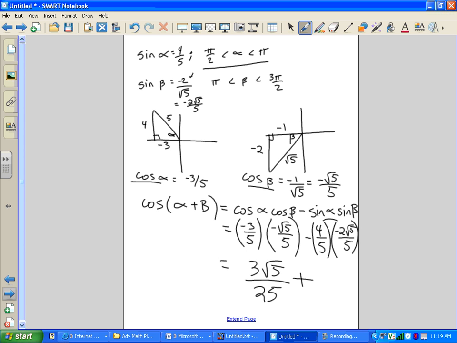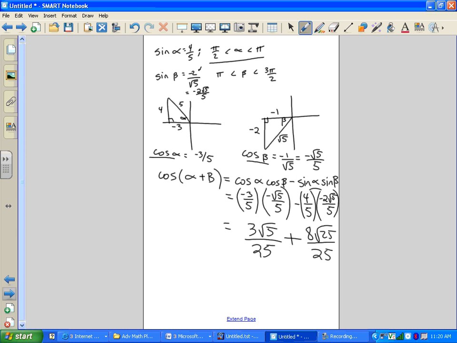8 square root of 5 over 25. And so 3 square root of 5 and 8 square root of, well, wait a minute. I messed up. Danielle, that wasn't right. All right. 3 square root of 5 and 8 square root of 5 would be 11 square root of 5 over 25.